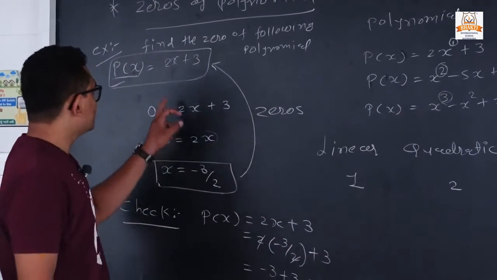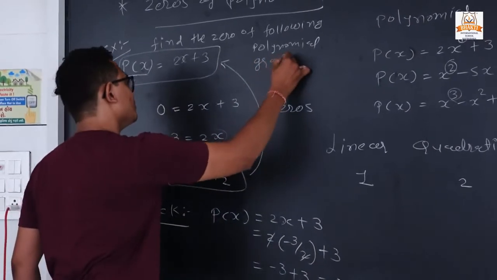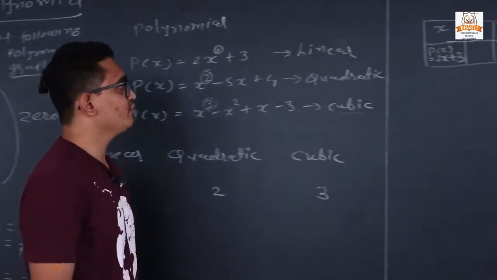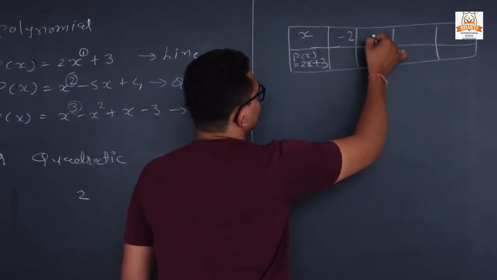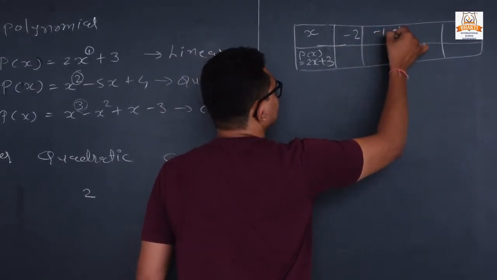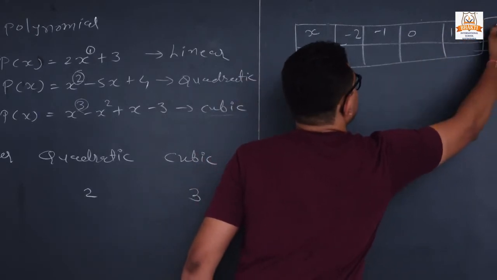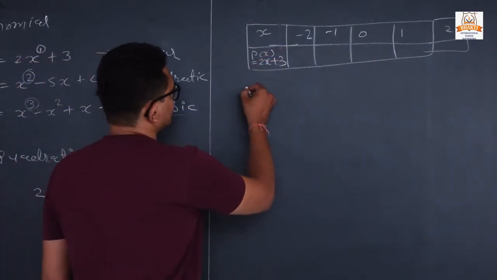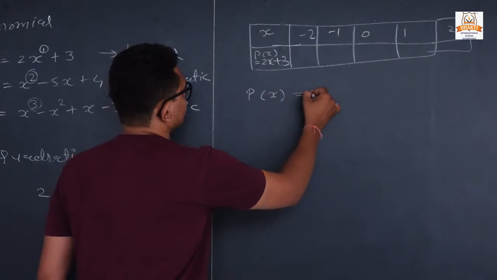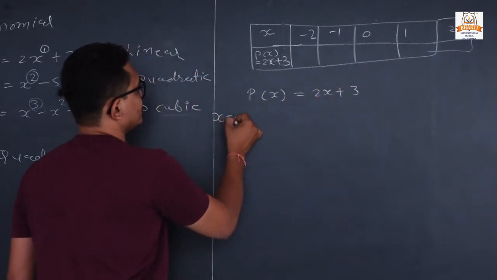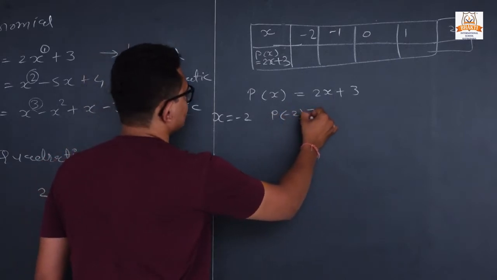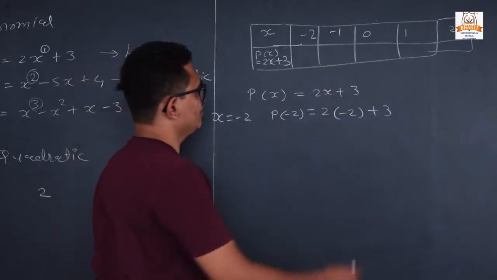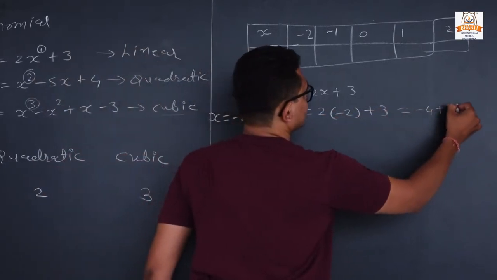Now I want to draw the graph for that polynomial. What do I want to draw? The graph of a linear polynomial. So for that, here we will put different values like minus 2, minus 1, 0, 1 and 2. First of all, x is replaced with minus 2. So p of minus 2 is equal to 2 in bracket minus 2 plus 3. So minus 4 plus 3, so it will be minus 1.